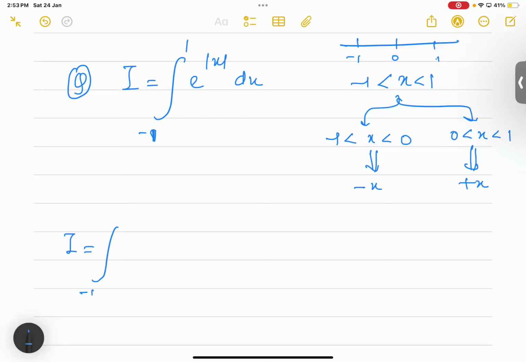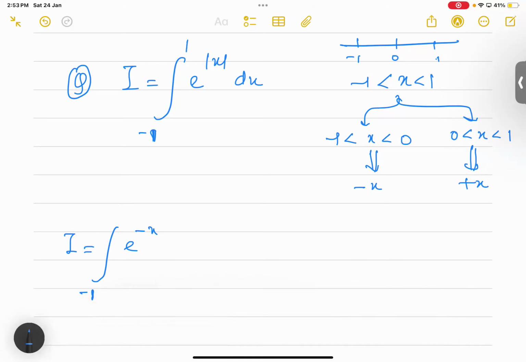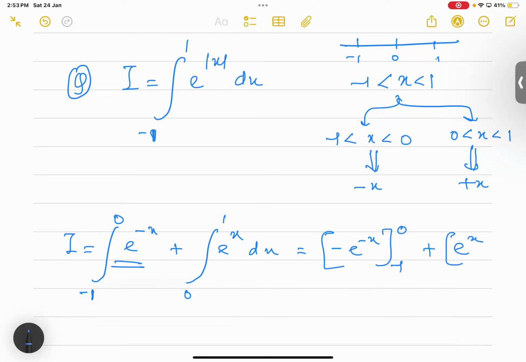Integration from -1 to 1 of e raised to modulus of x. From -1 to 0, modulus of x is written as negative x, and from 0 to 1, modulus of x is written as positive x. What is the integration of e raised to minus x? Minus e raised to minus x, from -1 to 0. E raised to x is e raised to x, from 0 to 1. Solve this and tell me what is the answer.